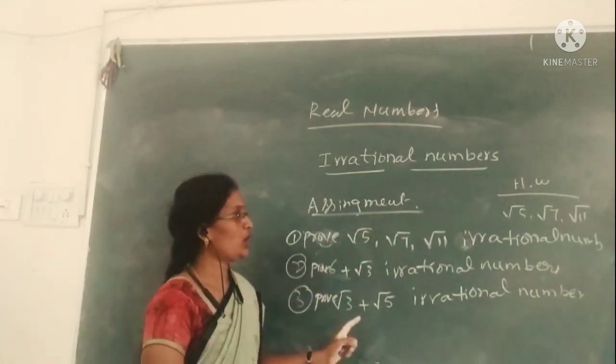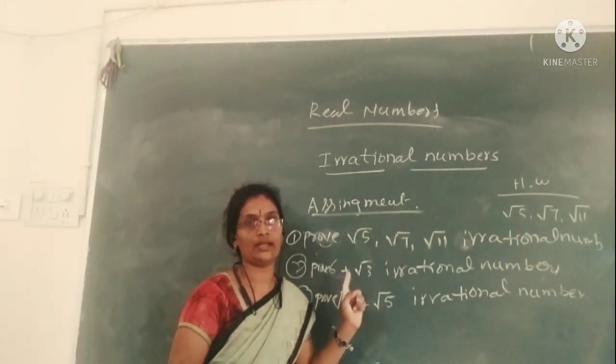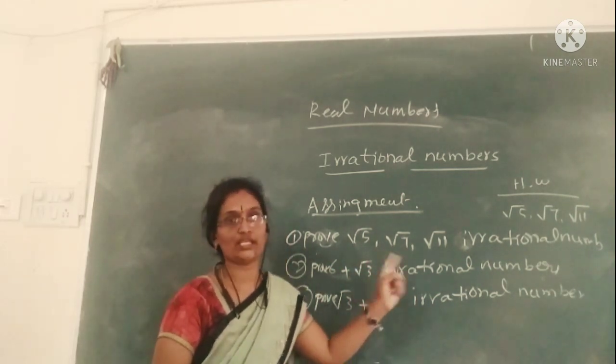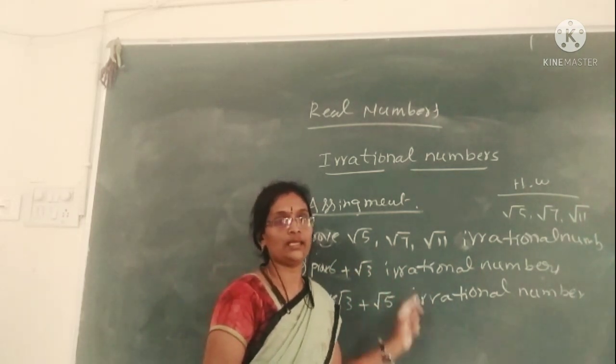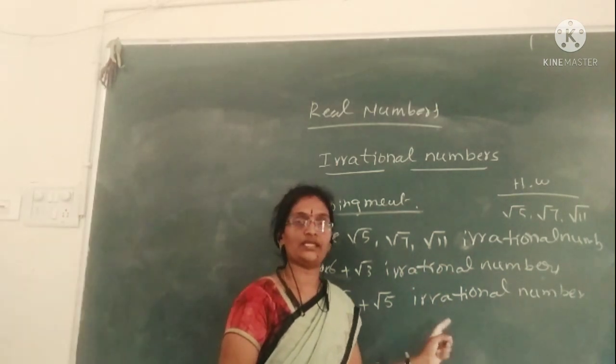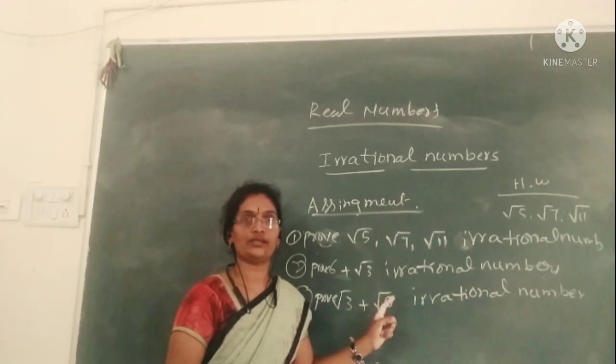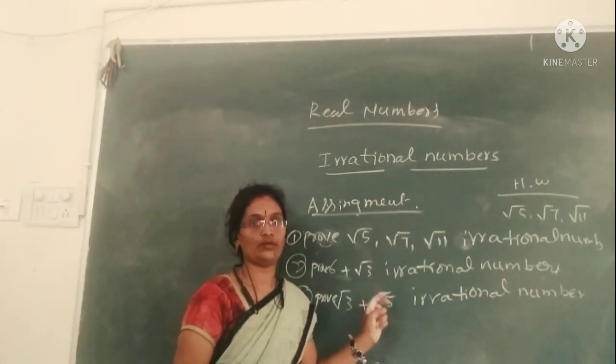Then we can prove irrational numbers. Let p be a prime number. If p divides a square, then p divides a, where a is an integer. This is also an assignment. All our students can write this down in your notebook.